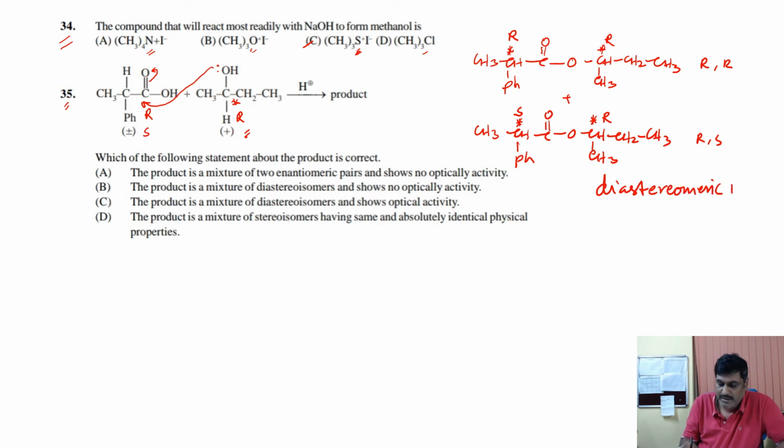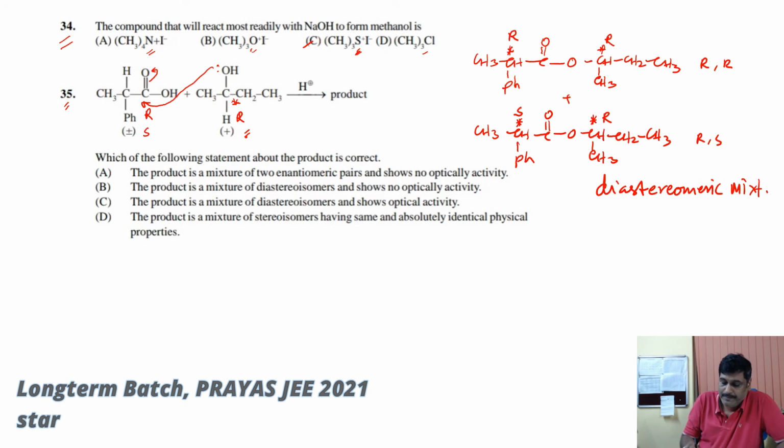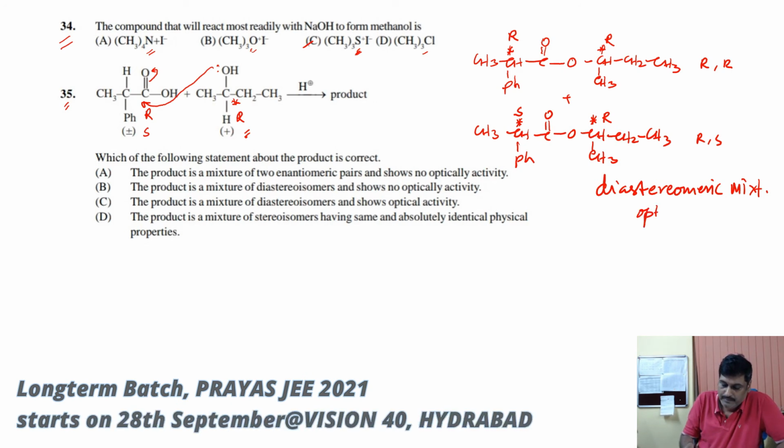Diastereomeric mixture. And one thing you know, that diastereomeric mixtures are optically active, right? Optically active. So let's find the option. Which of the following statements about the product is correct? You have to find the correct one.